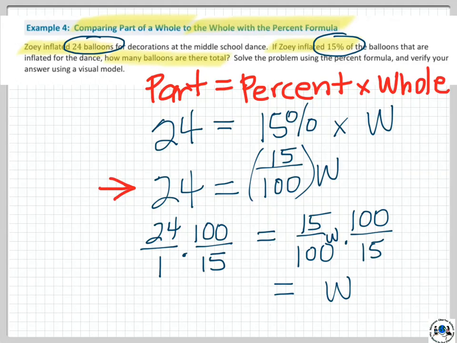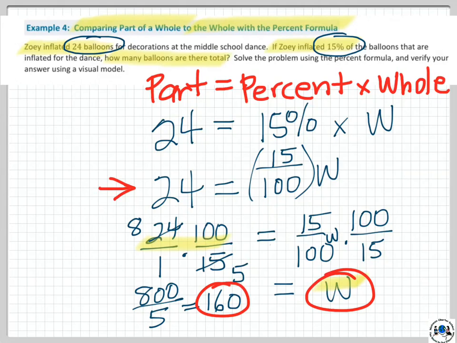Of course, I'm going to get my W right here, and then I want to do the same exact thing on the other side. So 24 over 1 gets multiplied by 100 over 15, which is that multiplicative inverse of 15 over 100. Go ahead and cross cancel. I get 800 over 5 equals W, and then if I do my division, 800 divided by 5, I'm going to get 160. So W, or the whole, is 160. So in this case, there would be 160 balloons, and 15% of that 160 would be 24.